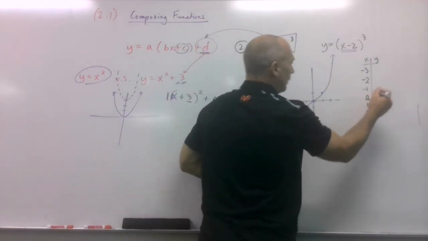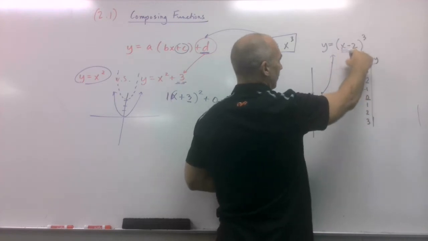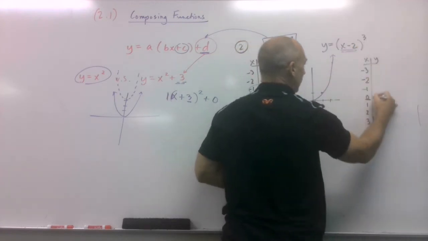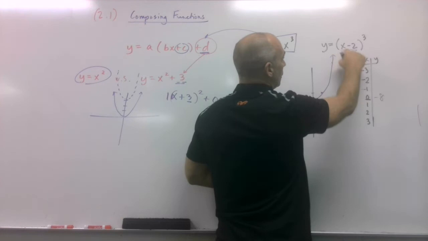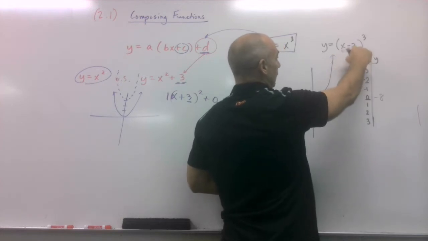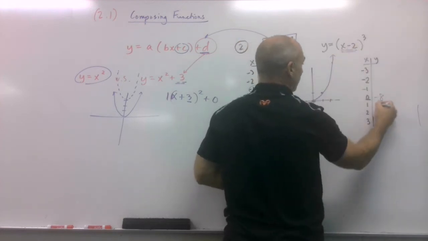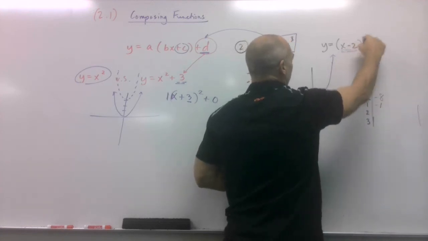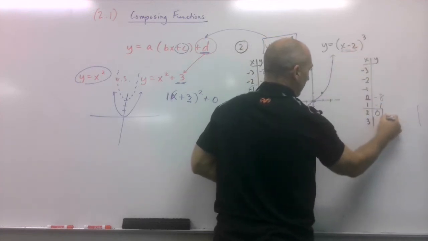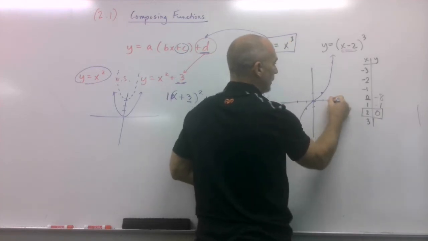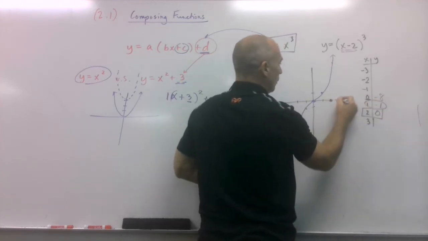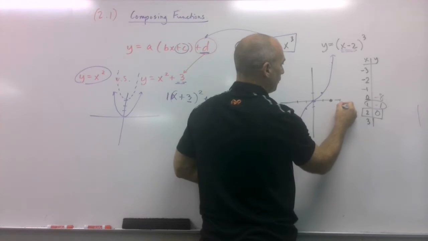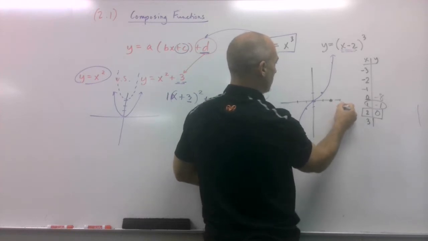I'm going to plug the 0 in just to show you something. 0 minus 2 is negative 2. Negative 2 cubed is negative 8. I'm going to plug the 1 in. 1 minus 2 is negative 1. Negative 1 cubed is negative 1. Plug the 2 in. 2 minus 2 is 0. 0 cubed is 0. So I want you to look at this point, and then this point. 1, negative 1. Wait a minute.